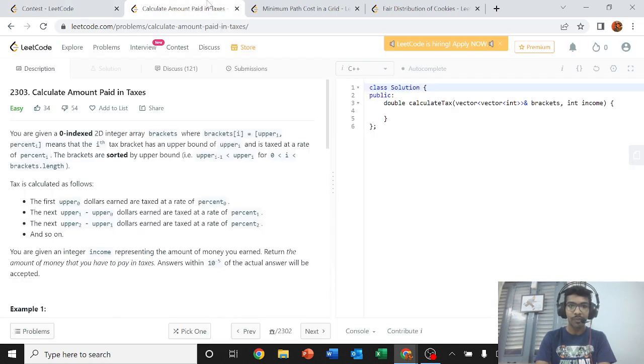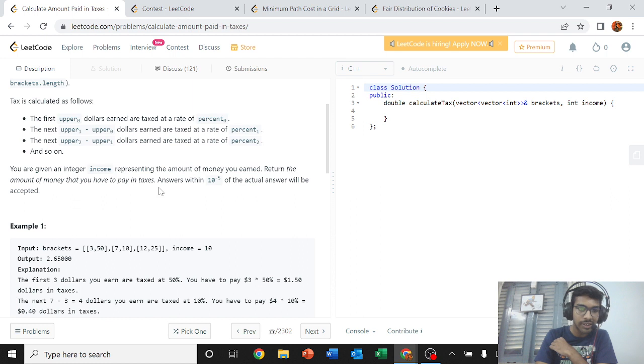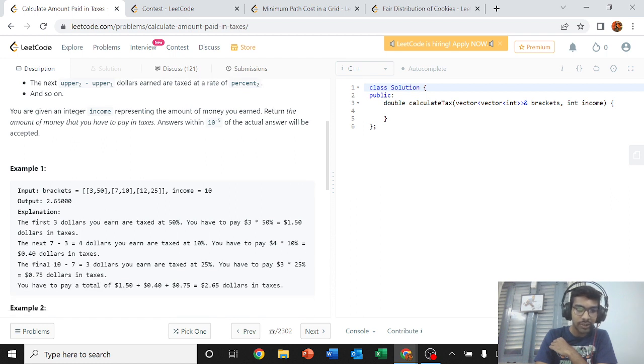And here we go. Let's start with the first problem: Calculate Amount Paid in Taxes. I will explain the problem statement real quick in case you haven't read it yet. We are given this array brackets, and each element contains two values: one is the upper limit and the second is the corresponding rate. We're also given the income. For this given income, we need to find the total amount of tax that we need to pay.